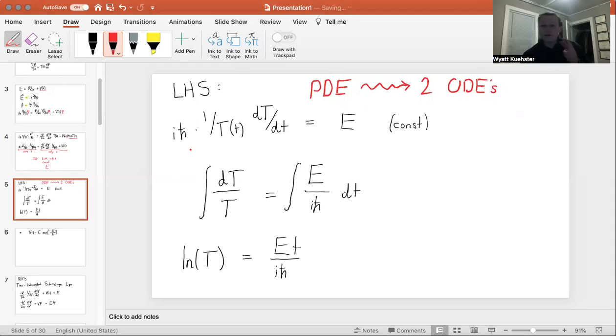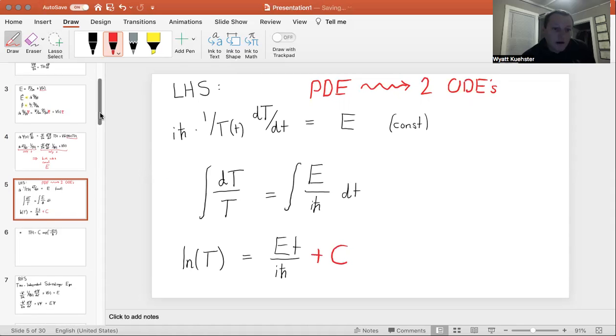But okay, let's solve these two ODEs that we've obtained by setting the two sides equal to a constant. If we set the left-hand side equal to the constant E, then we can use what you probably called separation of variables in your ODEs class, where I take all the big T's and put them on one side, and all the little t's on the other side, and then I integrate both sides. So that's what I've done here. The only little t we have is dt. I integrate this side with respect to t, and this side with respect to big T, and I get log T equals Et over i h bar, plus a constant too.